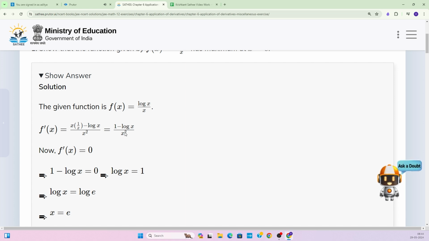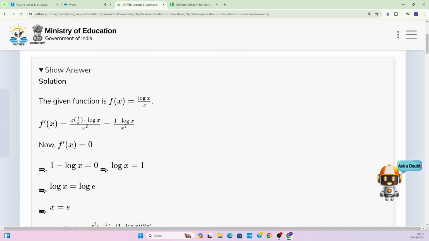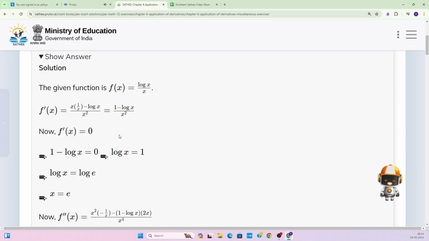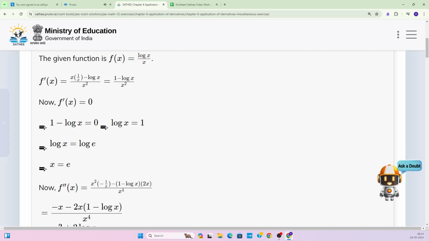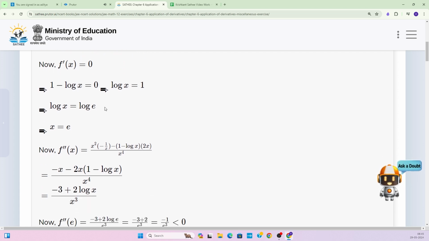Now put it equal to 0. When will it be 0? When log x is equal to 1, and we know when log x is equal to 1. As your base is e, it is a natural log, so this means x is e. Now your critical point will be just e.